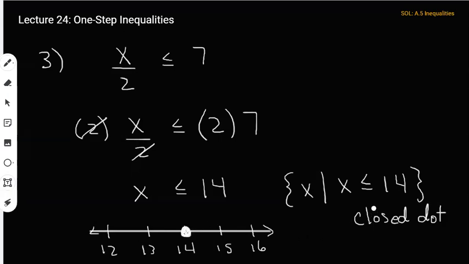And then which way do I shade? Since it's a less than symbol and it's pointing to the left, that means I'm going to be shading to the left. So I'm going to shade to the left, just like that. And then I'm going to shade the left arrow.